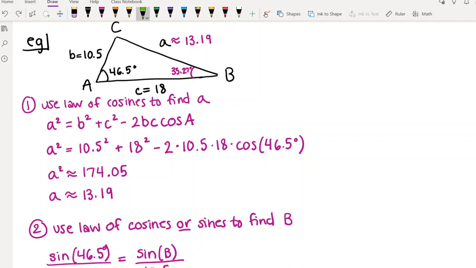Anyway, so we found this angle, and now we want to find the last angle. To find the last angle, we can just do 180 minus these two. So 180 minus 35.27 and minus 46.5. And so we're left with 98.23 degrees.